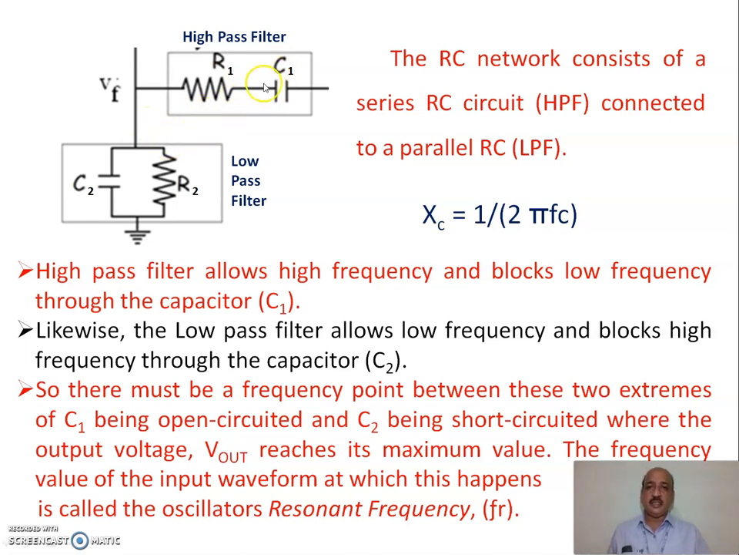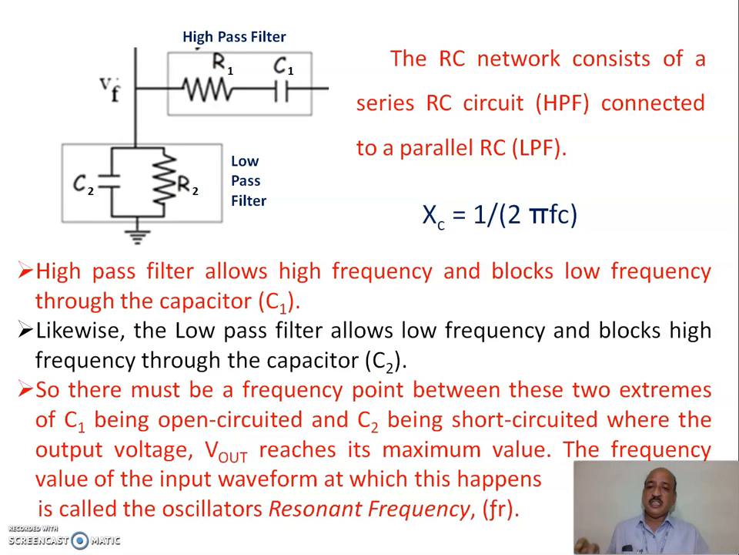The capacitive reactance is given by 1 upon 2 pi F C. The high pass filter allows high frequency and blocks low frequency. Here this is a high pass filter, which allows high frequencies and blocks low frequency. Likewise, the low pass filter allows low frequency and blocks high frequency through the capacitor C2.